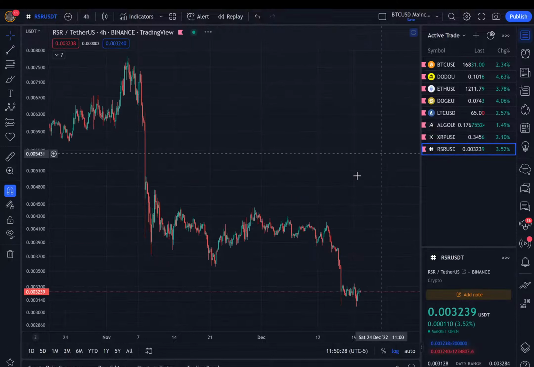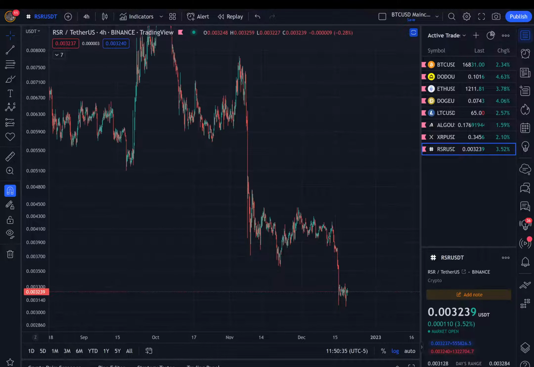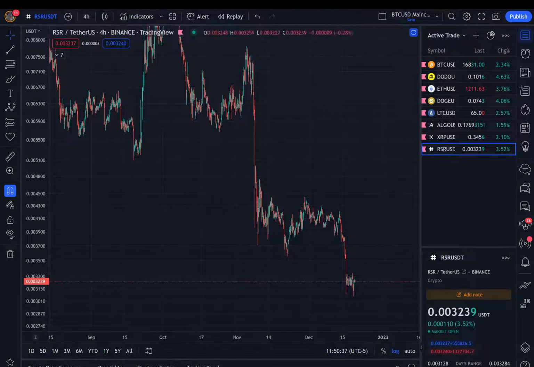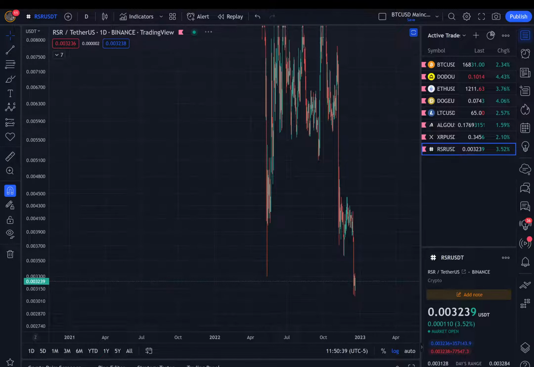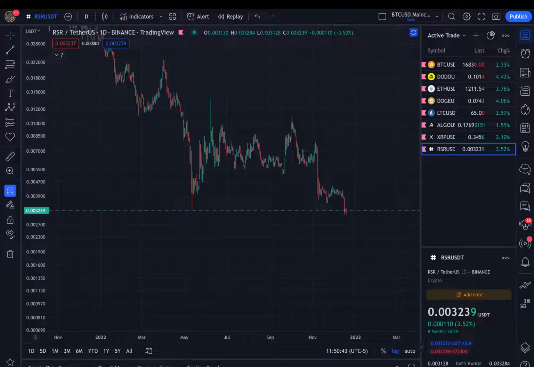Last but not least on our watch list, RSR. Okay? So I like this read for RSR. Again, start on the high time frame. On the high time frame, excuse me, I'm on support, okay?